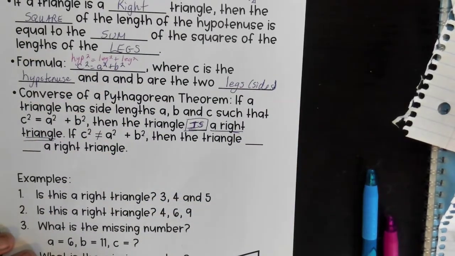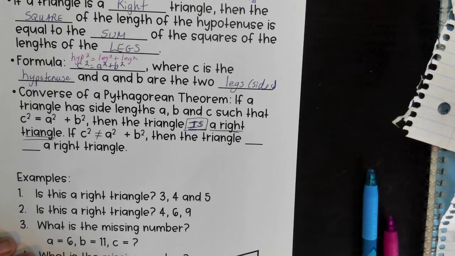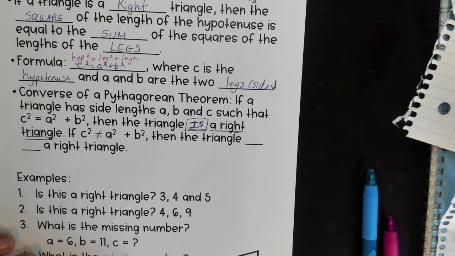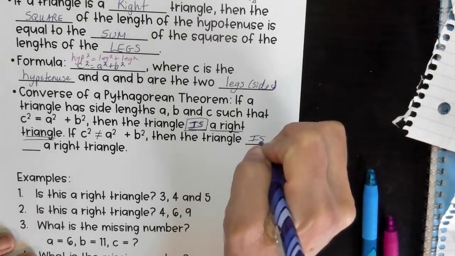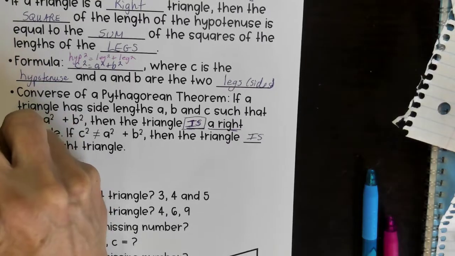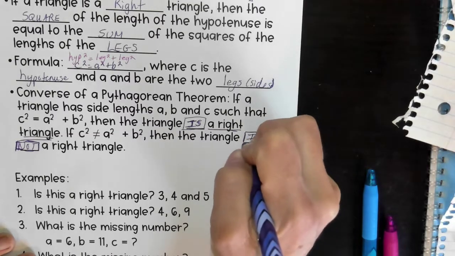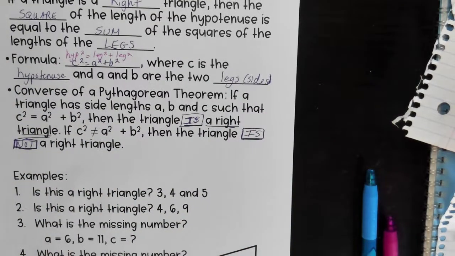If you do that and the hypotenuse, or the longest side squared, or the c squared, is not equal to the other two sides squared and added up, then the triangle is not a right triangle. Okay, it doesn't qualify as one of those special right triangles that Pythagoras figured out 2,000 years ago.